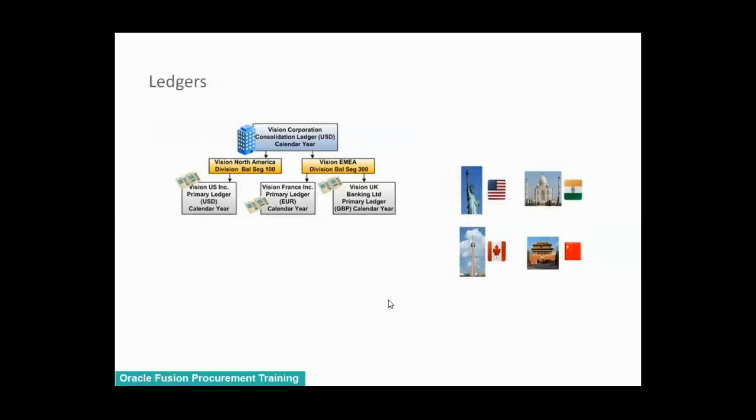And again, some examples for the ledgers: Vision USA primary ledger, and for the EMEA region we have two ledgers, one is the France ledger and another is the UK ledger, for the EMEA specific region. So suppose you take these pictures, this is India and UK. You need to create one ledger for India, one ledger for UK, and one for Canada. China, I'm not sure, but we have to create one ledger for that country also.